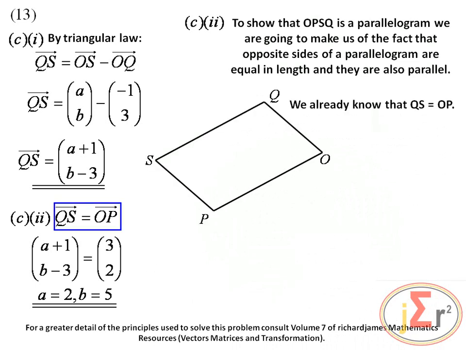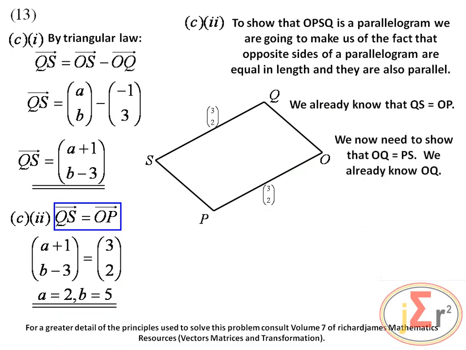We already know that QS is equal to OP. So we have it right there. QS is equal to OP. So we have 3, 2, 3, 2 there. They are equal. We now need to show that OQ is equal to PS.